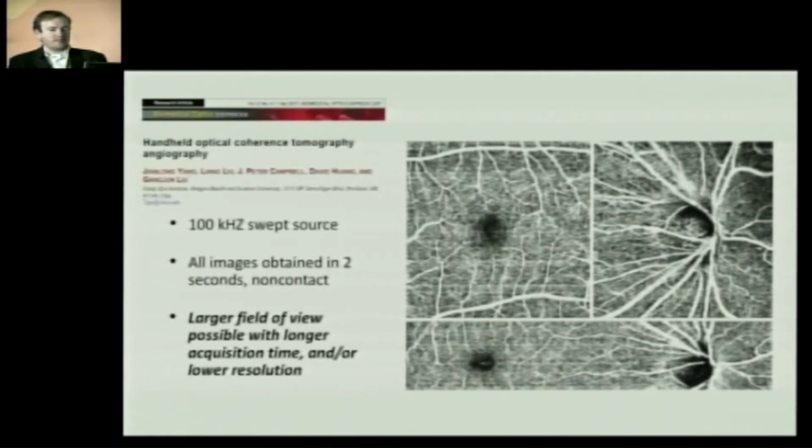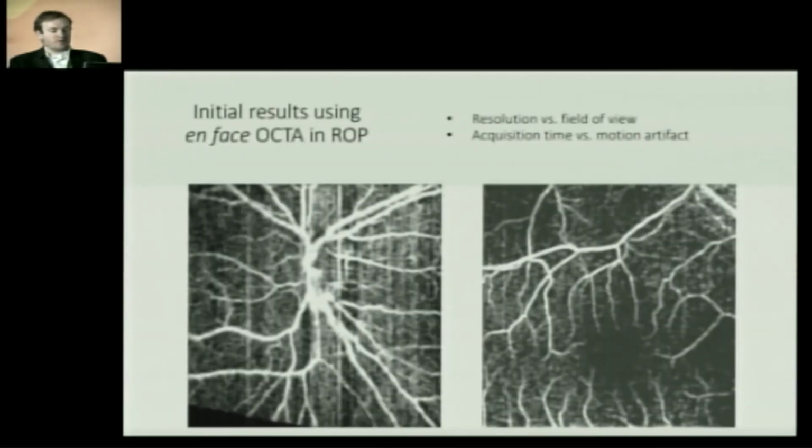These are some of the first images we obtained. This was in a normal adult, showing the capability of the resolution. These images were all obtained in 2 seconds. Notably, we can adjust the size of the image to obtain different areas if we want to include, for example, the disc and the fovea on the same image without changing the size. We can also make it even wider if we're willing to tolerate lower resolution and some motion artifact.